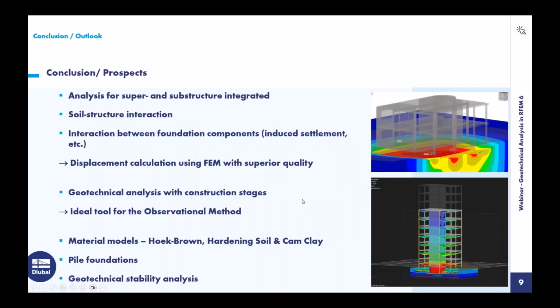Now we come to the final slide. I would like to summarize that in RFEM 6 we provide to you an analysis for the superstructure and the substructure in one model. So we have soil structure interaction fully integrated, and you can quite comfortably consider the influences between different parts of the building or different buildings as well. And the 3D finite element analysis for soil provides a displacement calculation to you with superior quality, of course.